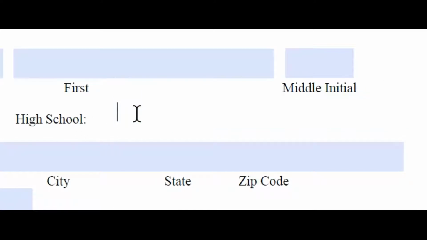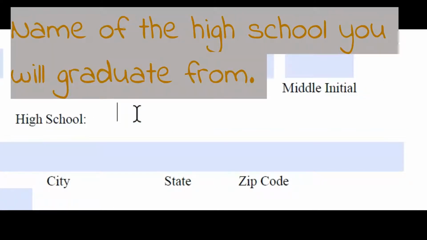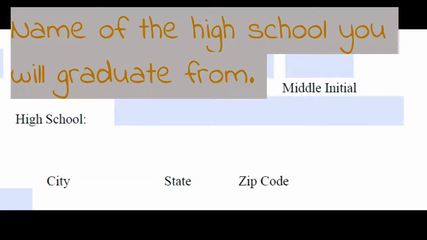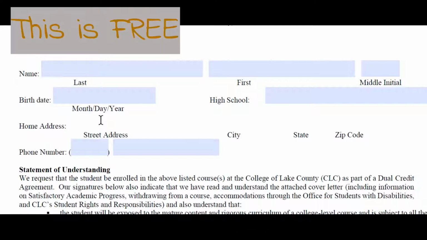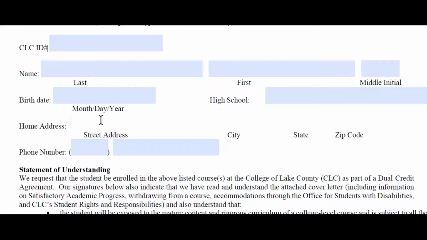The high school that you put here is your home high school. You don't have to live in Lake County for this. That's something that's well worth noting, because if you live in McHenry County and you later take a class at CLC, there is an additional charge for living out of county. However, through the dual credit process, there is no charge to a student or family for it.